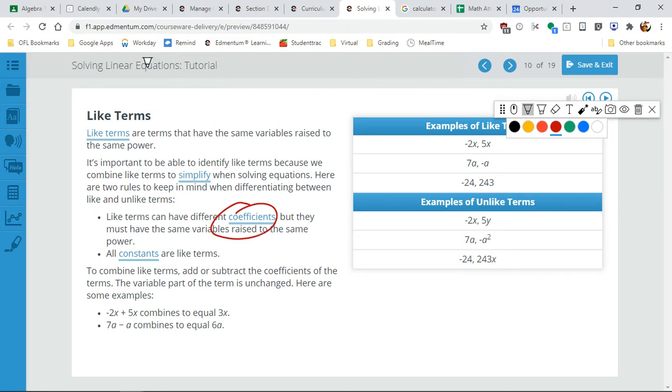Coefficients is another word we talk about. A coefficient is a number in front of it. It's what we're being multiplied by. Constants just mean no variable. So whenever you think constant, just think no variable. There's no multiplication going on. That's why it's called a constant.